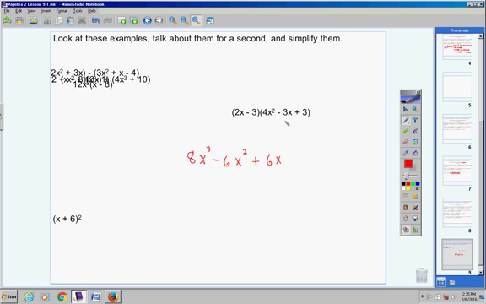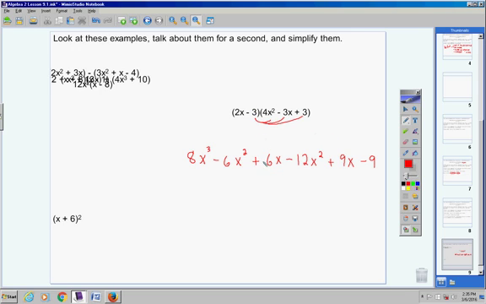Now, let's take the negative 3 and multiply it through. Now watch your signs. Negative times the positive is negative. 3 times 4x squared, 12x squared. Negative times the negative is positive. 3 times 3x is 9x. Negative times the positive is negative. 3 times 3 is 9. There I did. I took the negative 3 and multiplied it through.